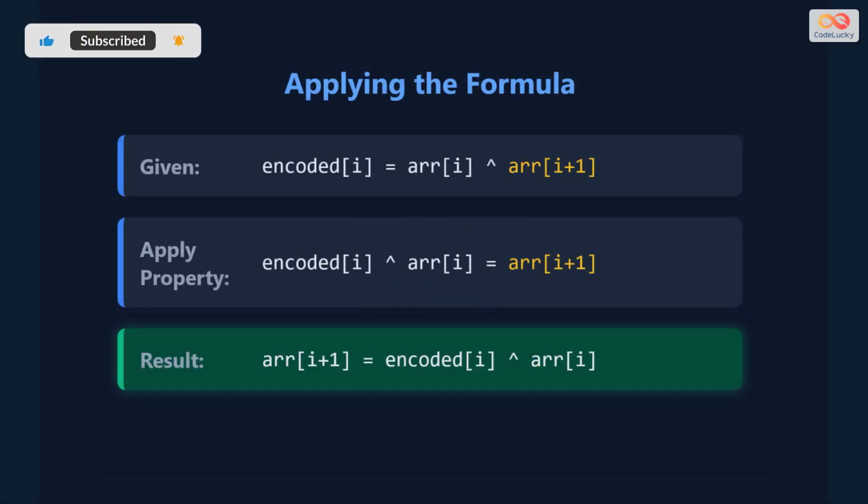Let's apply this property to our array equation. We know that the encoded element at index i is the result of XORing the original element at i with the original element at i plus 1. By rearranging this, we find that the next element in the original array is simply the current element XORed with the encoded value.